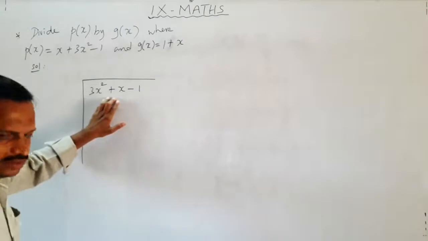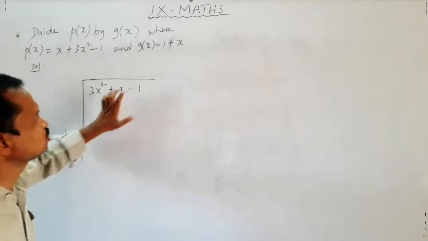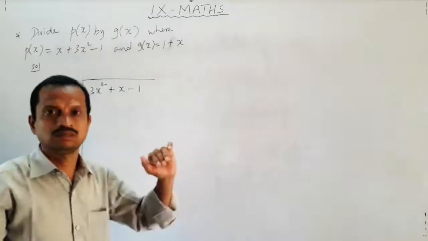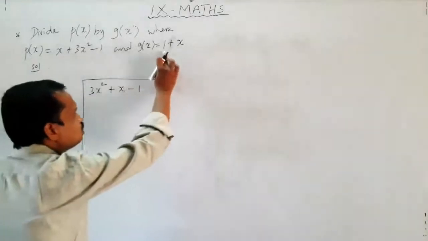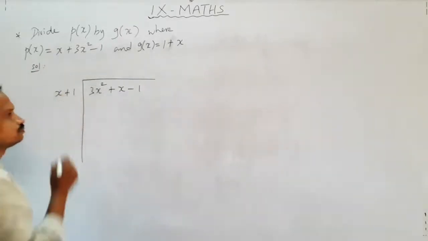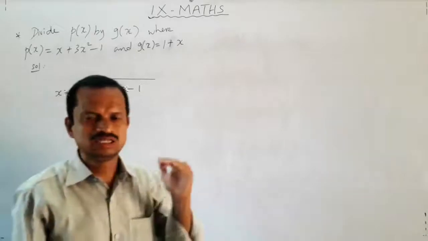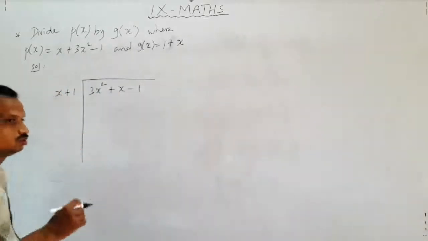Okay, so this is the dividend. The higher degree you have to take as dividend, the smaller degree you have to take as what? Divisor. So even though here 1 plus x is given, I am taking that as x plus 1. Okay, you have to take in a descending order. That is the order. Okay. So first you have to focus here.